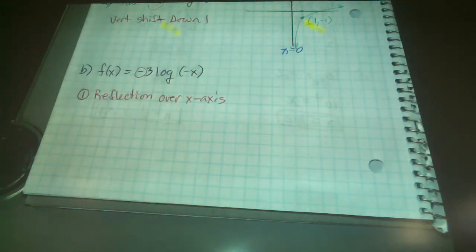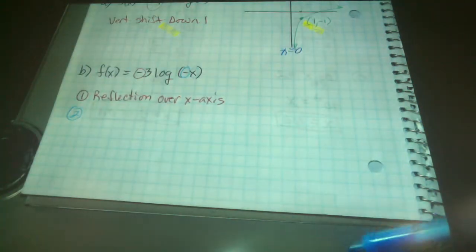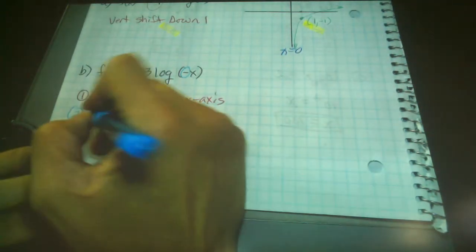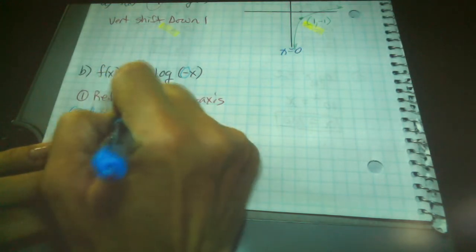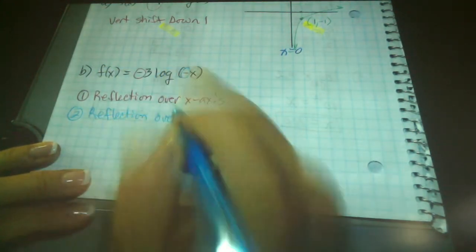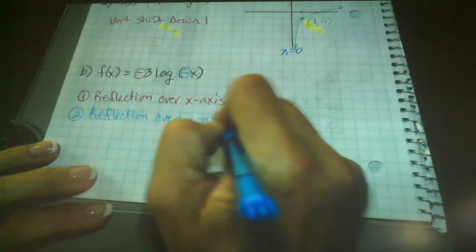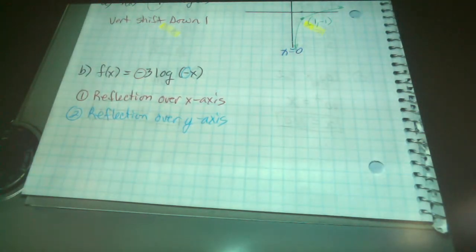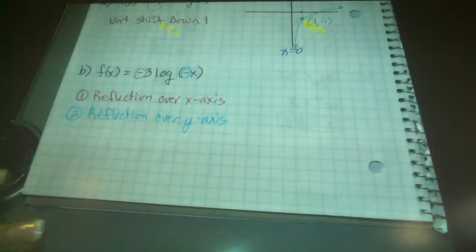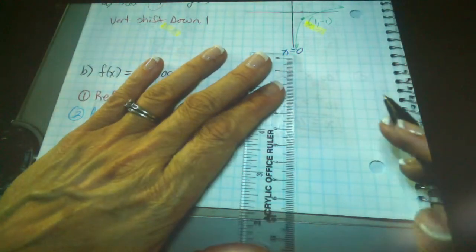What is this negative doing? It's inside the function. Still a reflection. But because it's inside the function, it's affecting x. Anything inside affects x. So if it affects x, we will be over the y-axis. So I'm purposely color coding these because we're going to reflect them separately. So let's just stop there for a moment and let's just perform those reflections. The reflections themselves do not affect the asymptote.